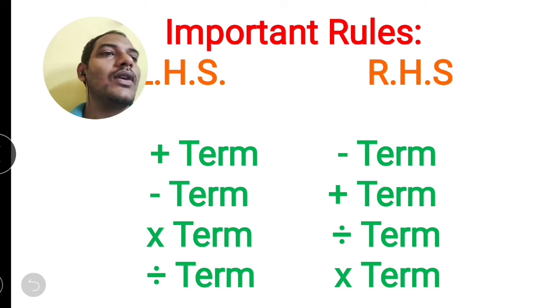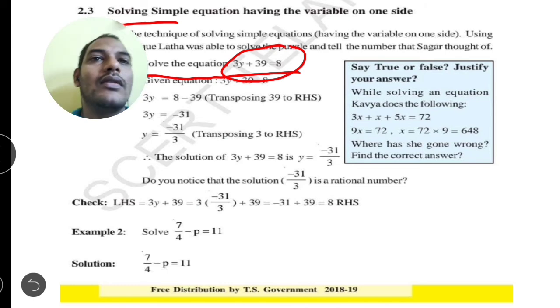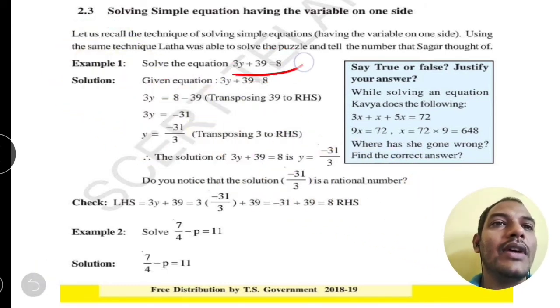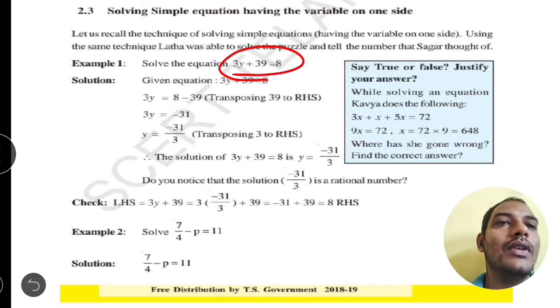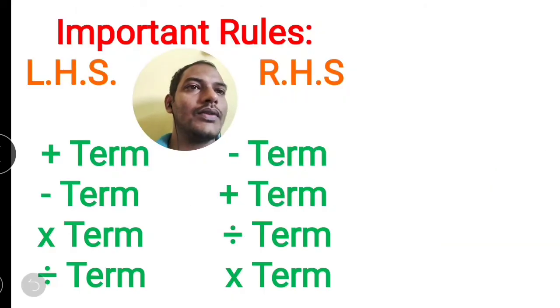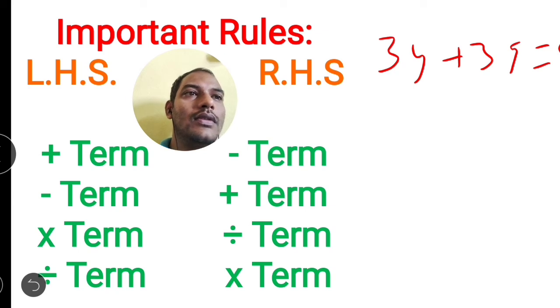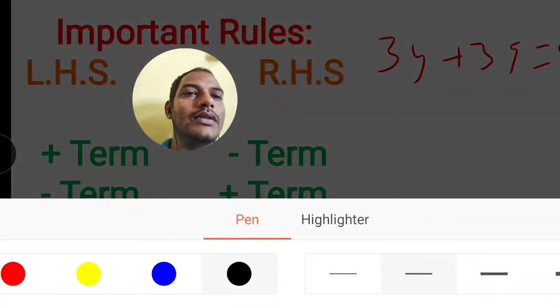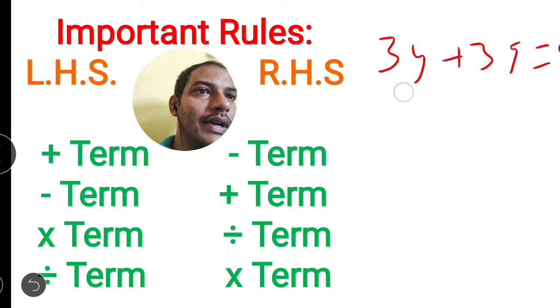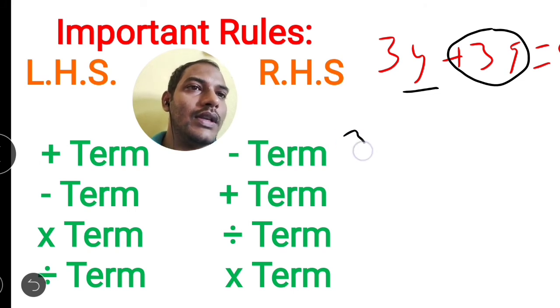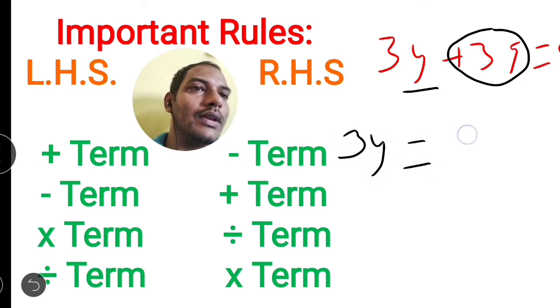Okay. So now let's go to example 1. What is example 1? Solve the equation 3y plus 39 equals 8. So 3y plus 39 equals 8. To find the y value, first this positive 39 is transposed to the RHS side. So 3y equals 8.